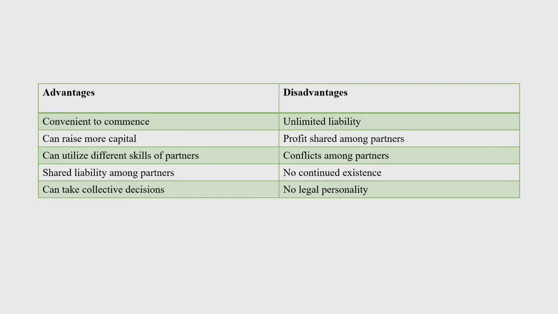And also, profit is shared among the partners. Next, they can make collective decisions. Then there is a lower possibility of unsuccessful decisions. Now the disadvantages. Unlimited liability and profit will be shared among the partners, disagreements among partners, lack of continuous existence, the business can dissolve at any time they want, and no legal personality.